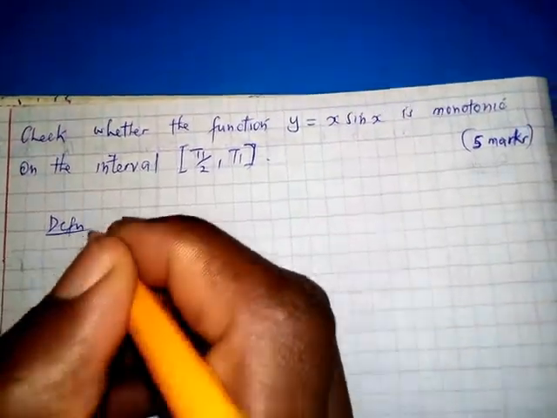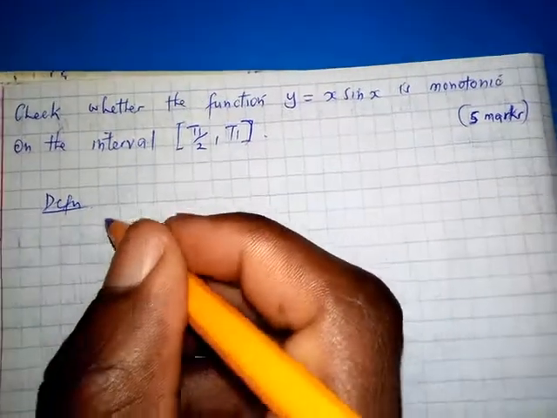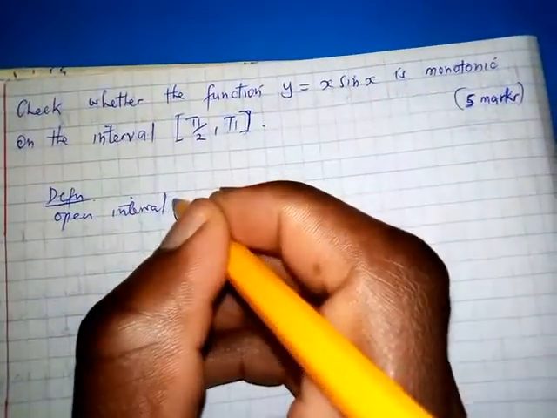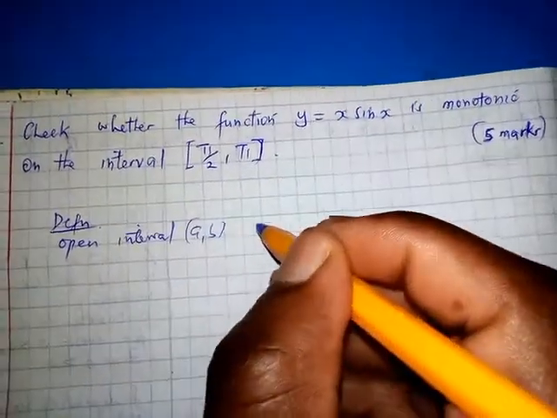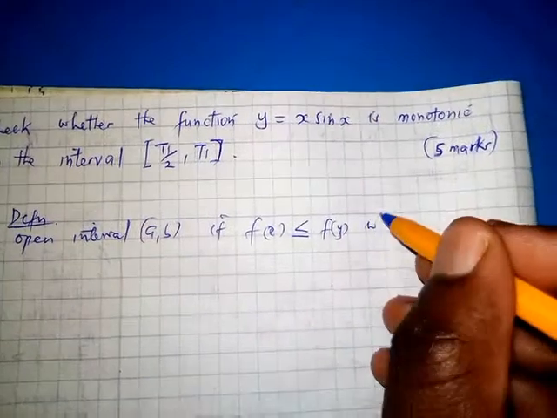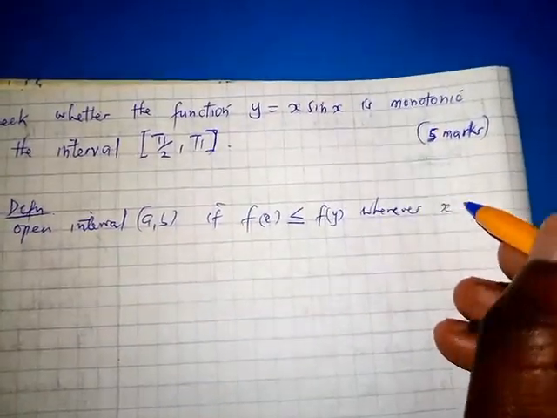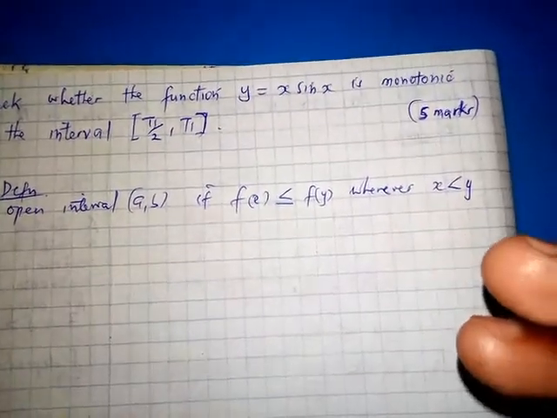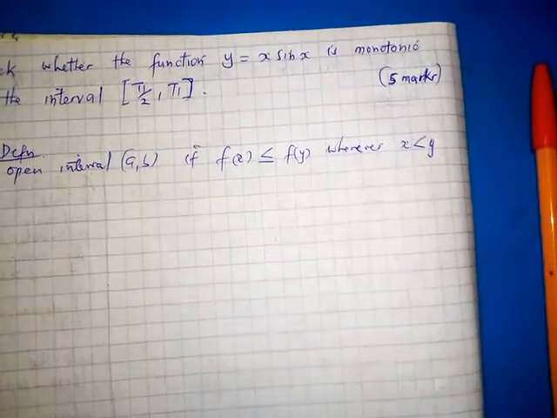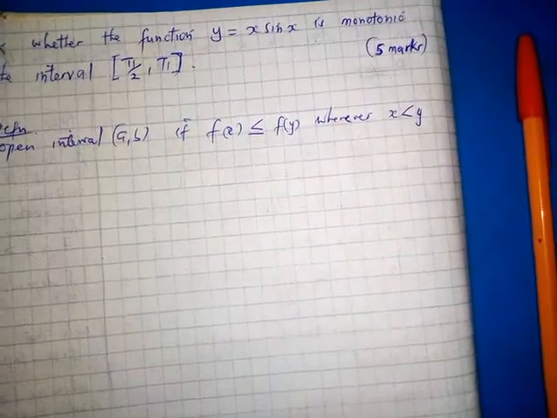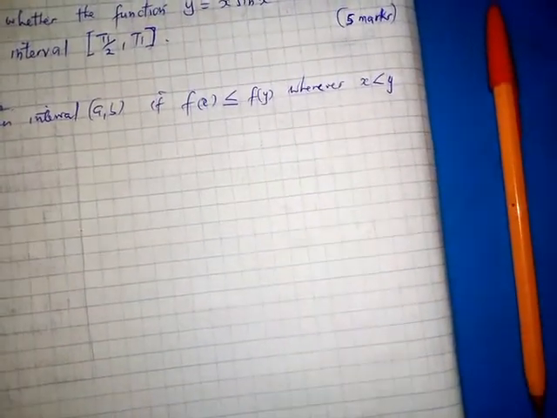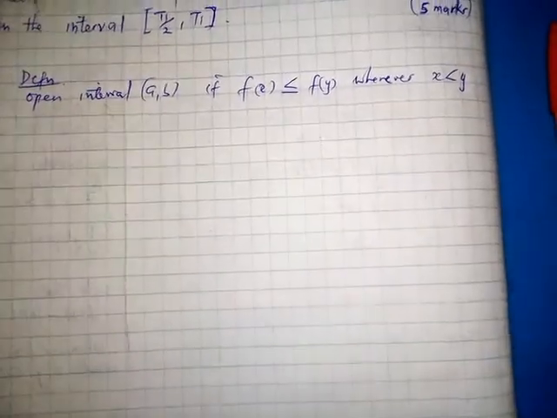Definition. So we are saying that a function f(x) is monotonic increasing on an open interval (a, b) if f(x) is less than or equal to f(y) whenever x is less than y, and also a function is monotonic decreasing on (a, b) if f(x) is greater than or equal to f(y) whenever x is less than y.